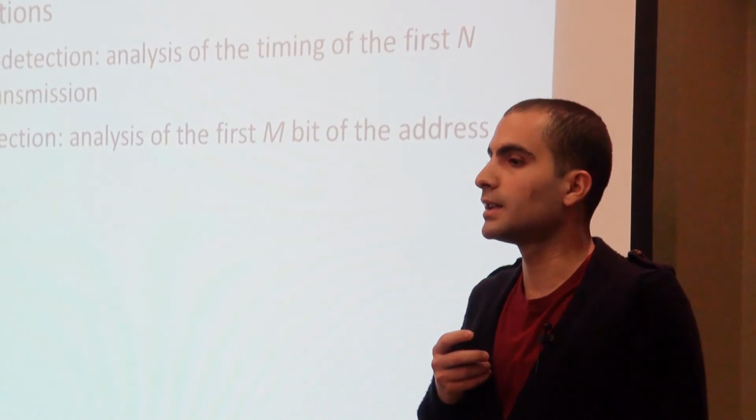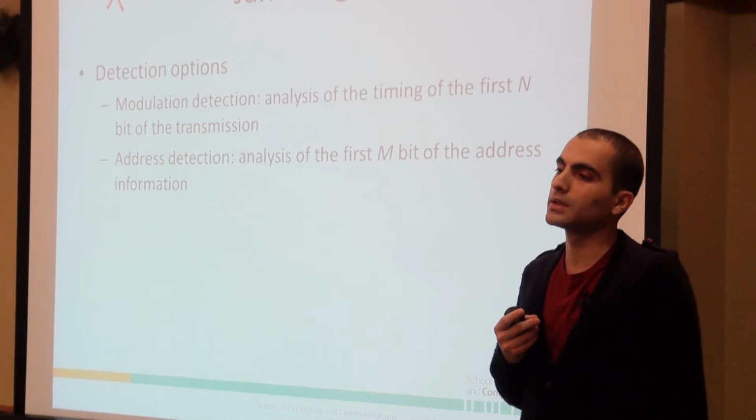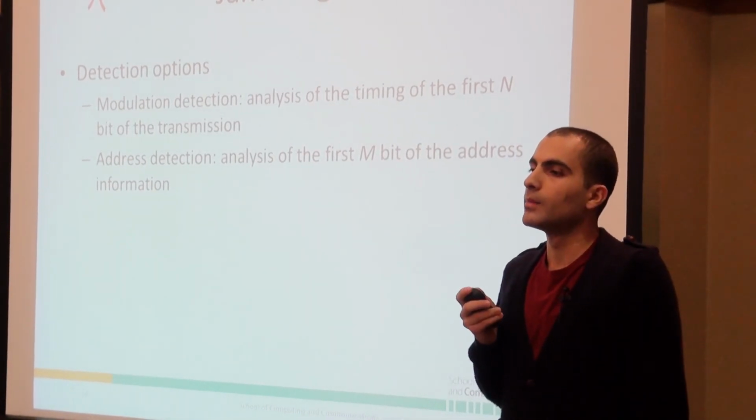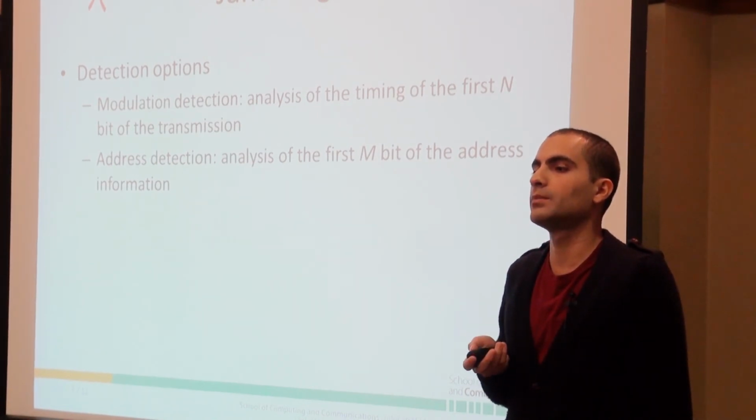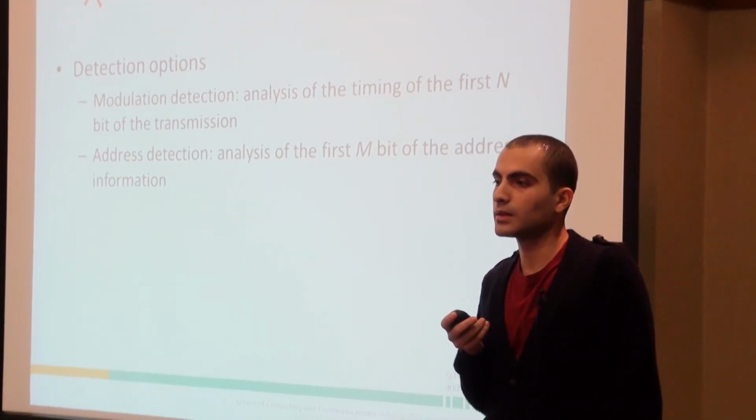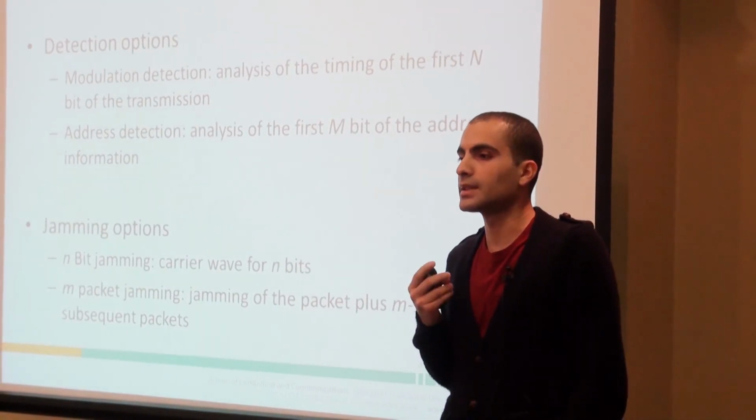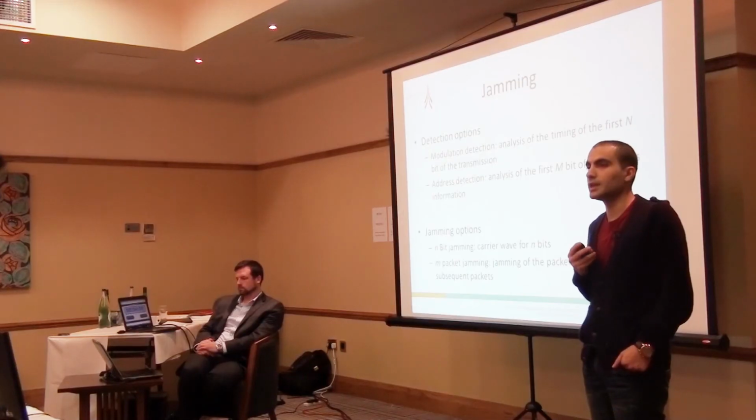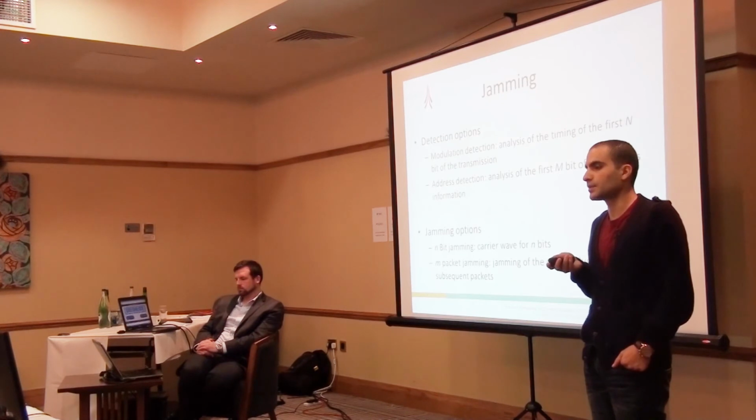To jam, we need to first detect the unwanted signals. So we have two different detection mechanisms. The first one is modulation detection. This analyzes the timing of the first N bits of the transmission. And we have address detection, which analyzes M bits of the address information. And we have two different jamming options. We send a carrier wave for N bits, or we jam M packets: the packet that we are going to jam, plus M minus 1 subsequent packets.